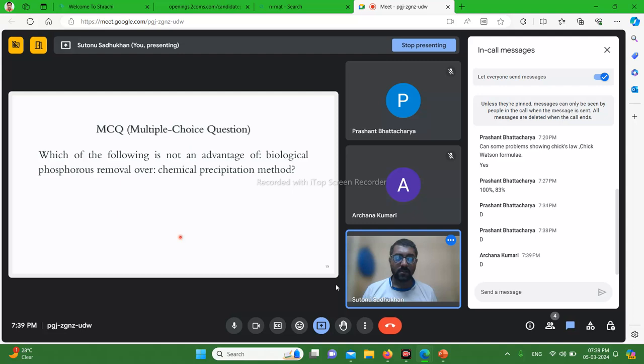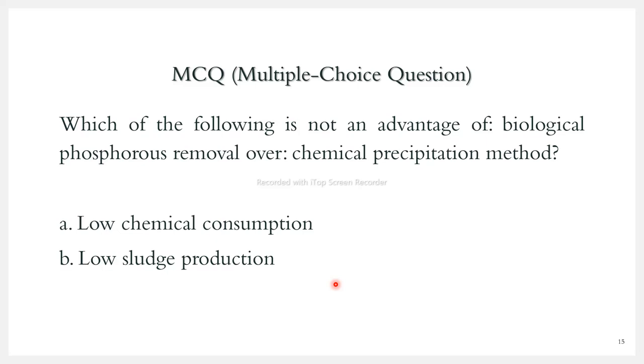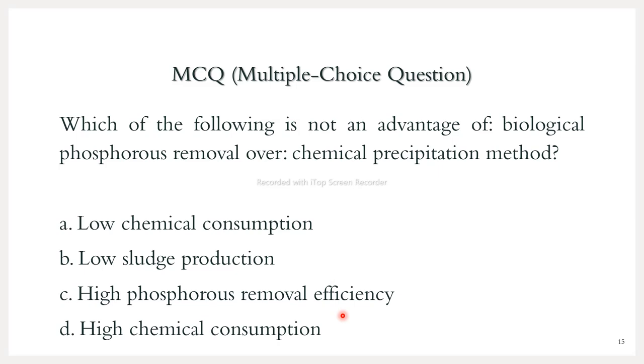Option A is low chemical consumption, option B is low sludge production, option C is high phosphorus removal efficiency, and option D is high chemical consumption. Which one among them is not an advantage of biological phosphorus removal over chemical precipitation?